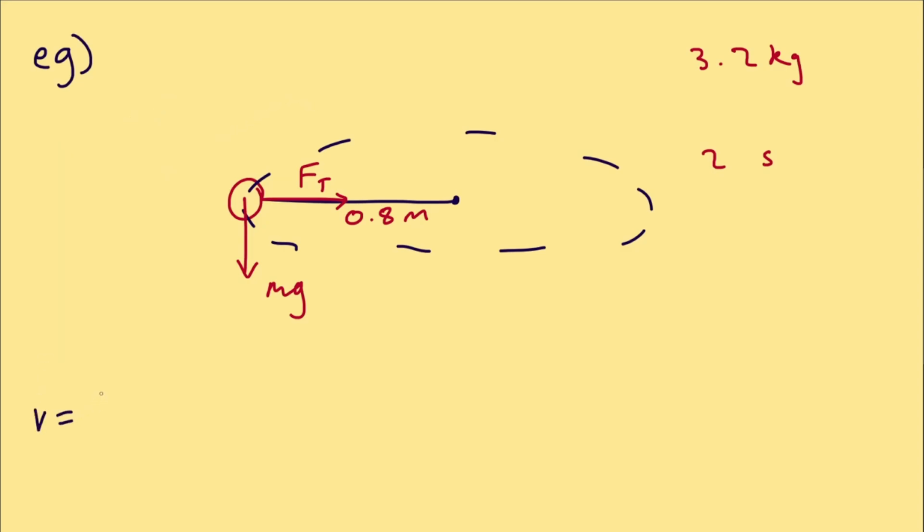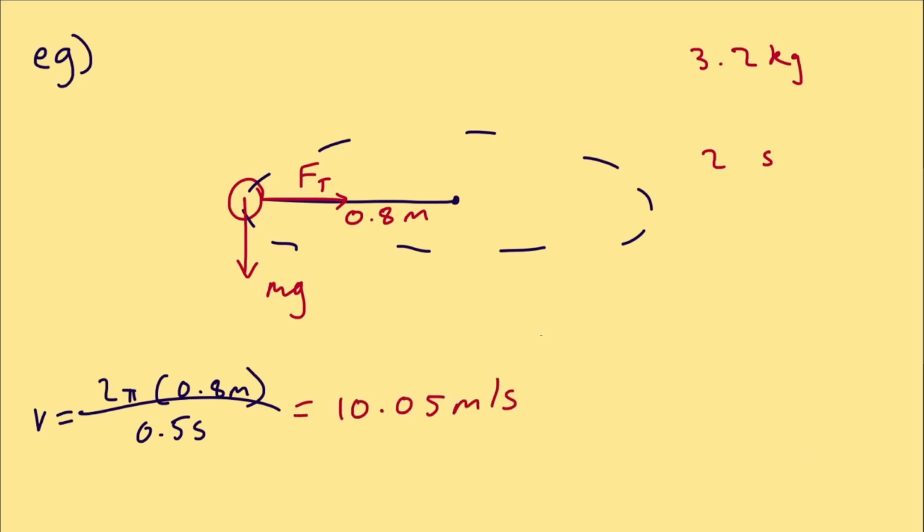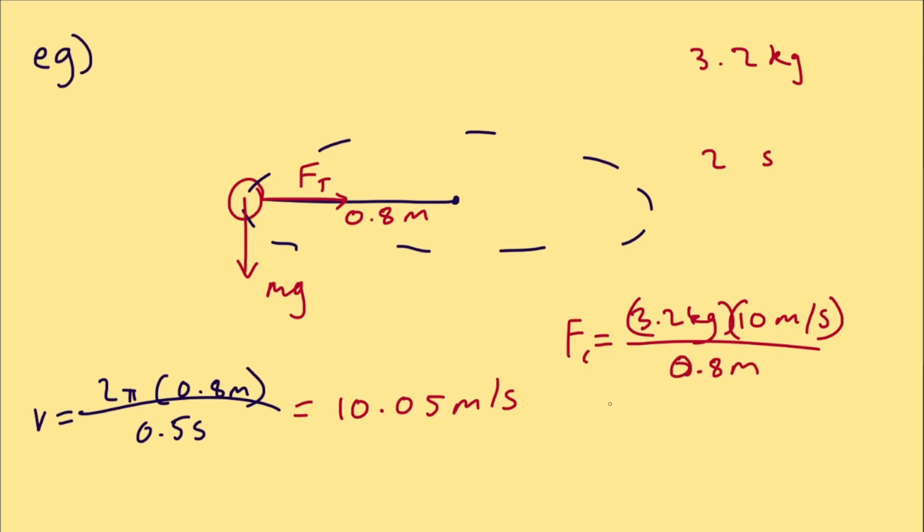When you solve for velocity with the formula, so 2 pi times 0.8 meters, the radius, divided by 0.5 seconds, which is the period, you get somewhere around 10.05 meters per second. Plug this into the formula, you get Fc equals 3.2 kilos times 10 meters per second squared divided by 0.8 meters, the radius. This gives you 404 newtons of force. So the centripetal force is 404 newtons. When you're spinning around really fast, you're getting pulled toward the center with this many newtons.